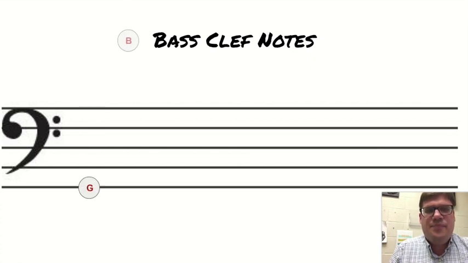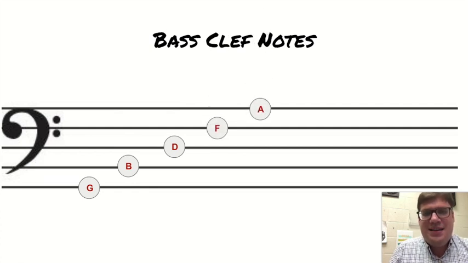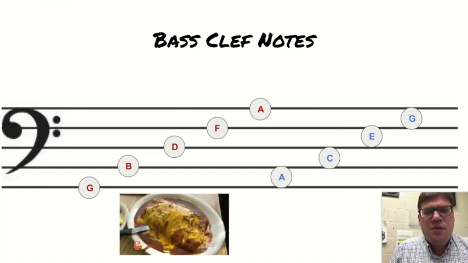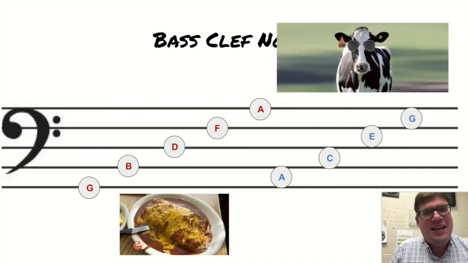G, B, D, F, and A on the lines, and then A, C, E, and G. A lot of times that came down to good burritos don't fall apart, and all cows eat grass. And those have been our standbys for many, many years. And if they help you, certainly keep on using them.